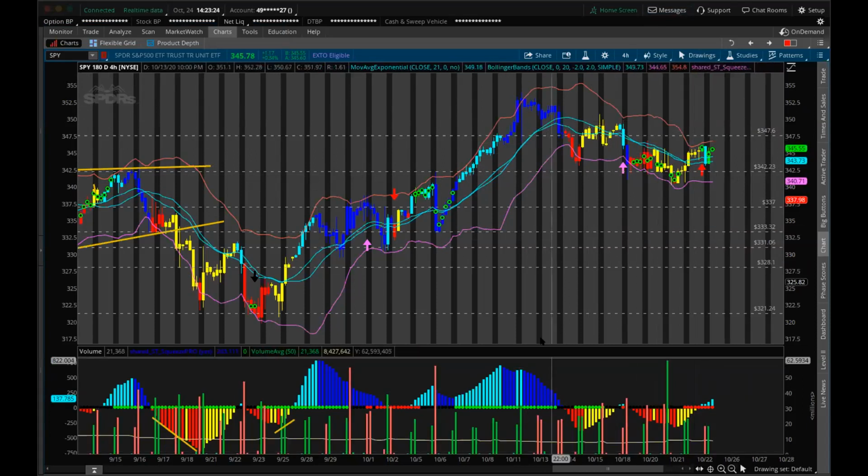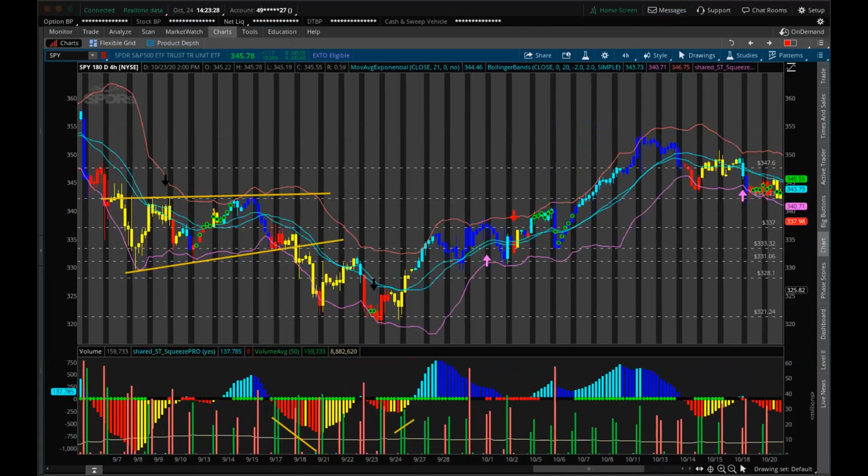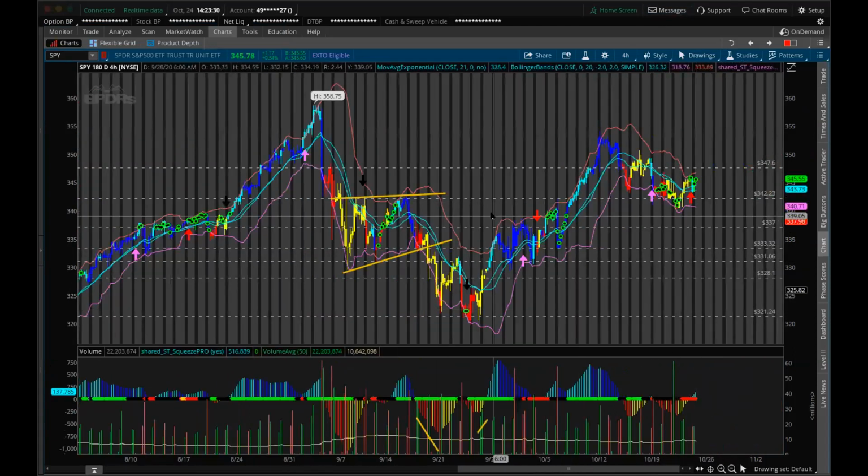Like a cup and handle. Actually, this is the handle. Let me see, what is this? 4-hour chart? It's a cup and handle. Boom. Handle.